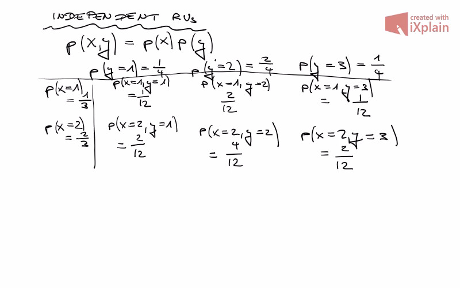So let's check whether our joint distribution is actually a probability distribution. It must sum to 1. So we have 1 plus 2 is 3, 4, 6, 10, 12. So that seems to be okay.